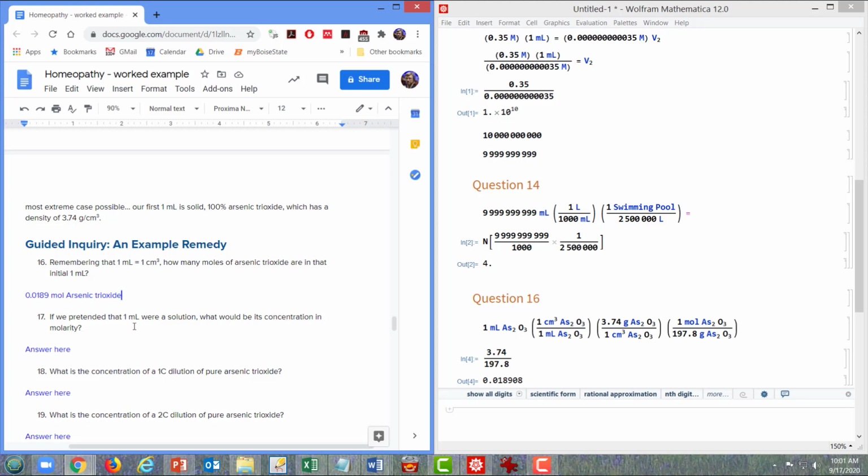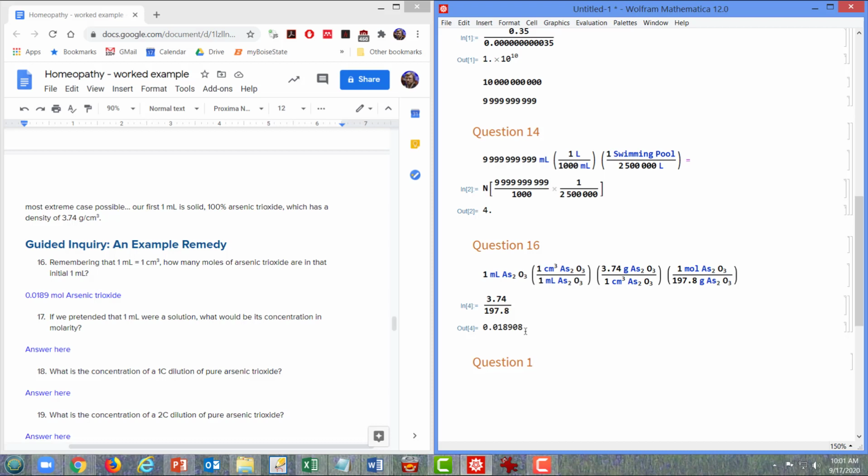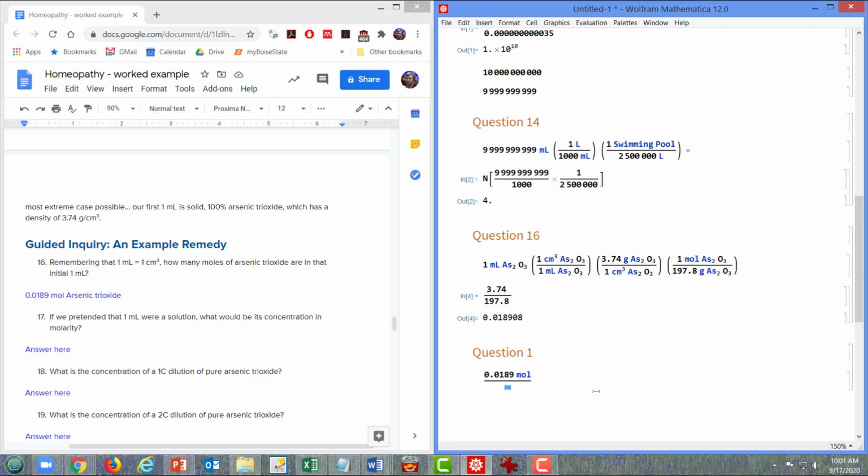If we pretend that 1 milliliter were a solution, what would be its concentration in molarity? All right, so that's question 17. So this is how many moles. Well, I'm just going to call it this. Moles over 1 milliliter is the volume, but molarity is moles per liter. So 1,000 milliliters in 1 liter gives us 18.9 moles per liter, or 18.9 molar.